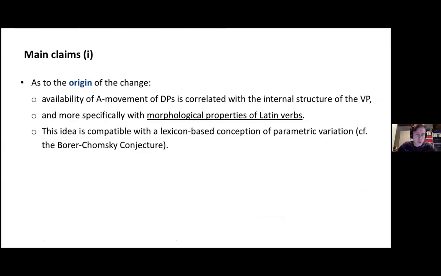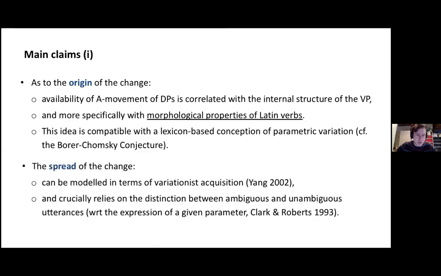So more concretely, as to the origins of the change, I will say that the availability or otherwise of A-movement is correlated with the internal structure of the verb phrase, and more specifically with verbal morphology. As to the spread, the diffusion of the change, I will have to say less about this, but I do think you can make sense of it given a number of assumptions about the expression, and indeed the unambiguous expression, of parameter settings, and then a variationist model of acquisition by that token change.